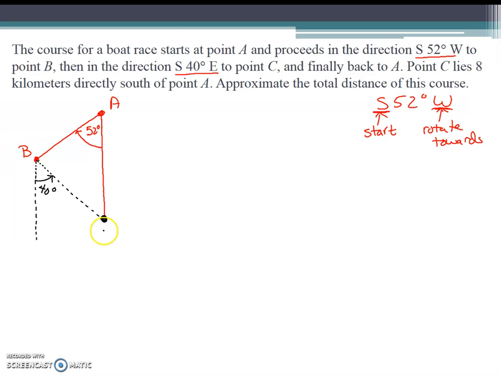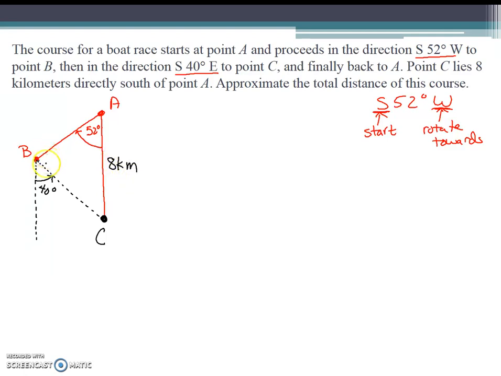Now we can confirm that point C down here is directly south of point A by this sentence here. Point C lies 8 kilometers, did I say miles? Kilometers directly south from point A. So we know that this is a nice even vertical line here. This would be 8 kilometers. We can start putting in some more measurements.